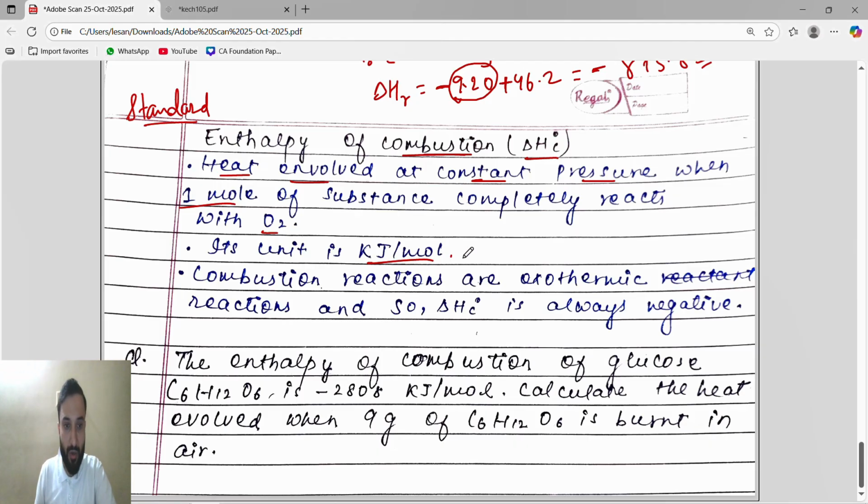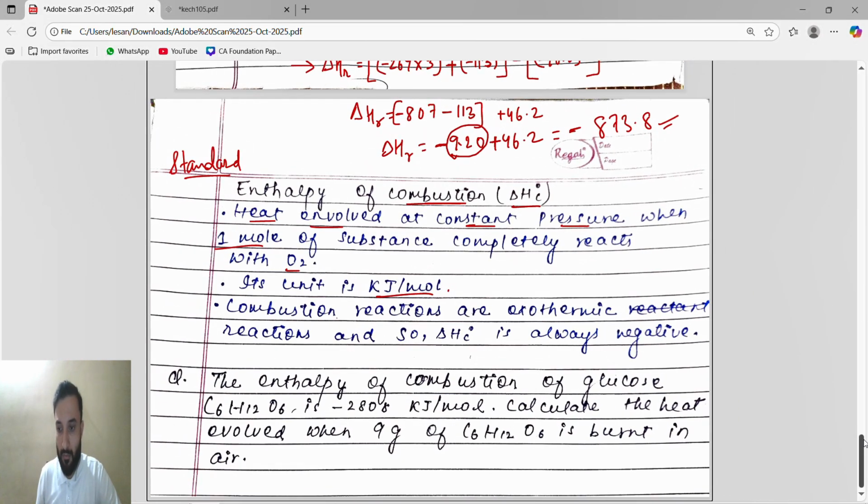Now this is very important. Combustion reactions are exothermic reactions, and so enthalpy of combustion is always negative. Exothermic means it will release heat. Because combustion means burning in presence of oxygen, whenever we do the burning in presence of oxygen, heat is released. Released means exothermic, so that's why it's always negative.